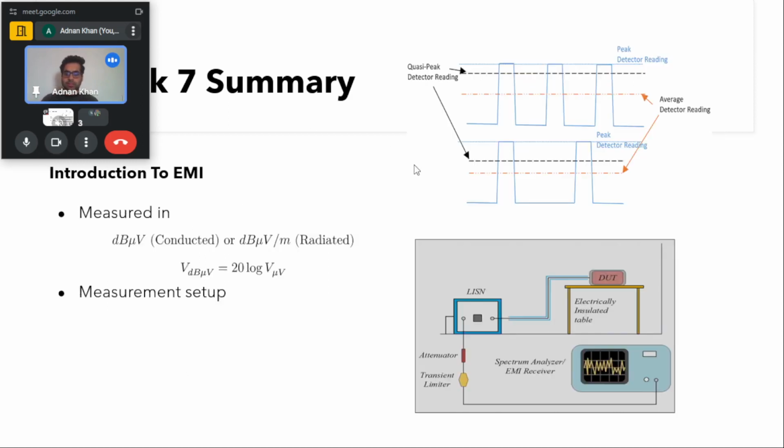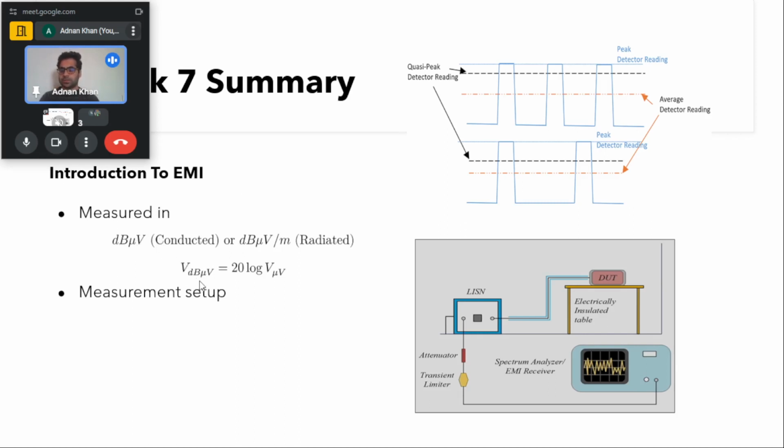So this was about EMI. Now we want to measure this EMI. Usually EMI is measured in decibels, on a logarithmic scale, in microvolts. Whatever voltage is generated is very small, in microvolts, and in the case of conducted EMI it is measured in decibel microvolts.